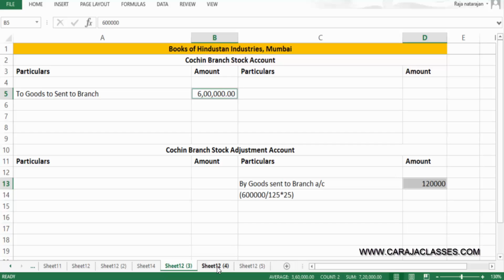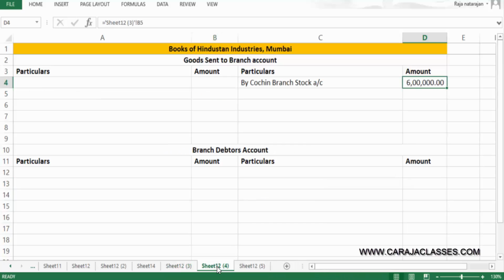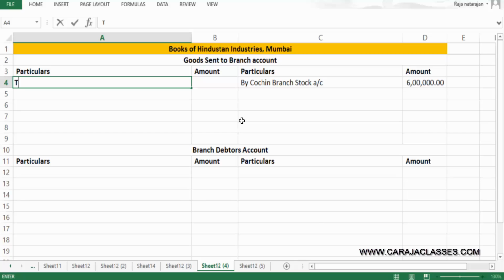It means let me go to the goods sent to branch account. On the debit side, I'll write to Cochin branch stock adjustment account.